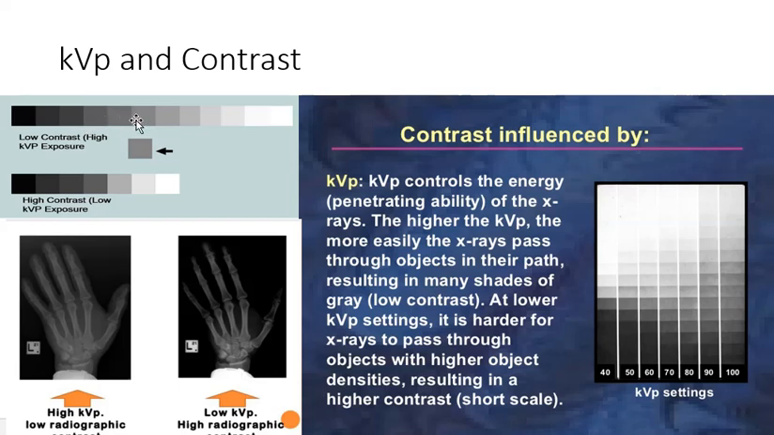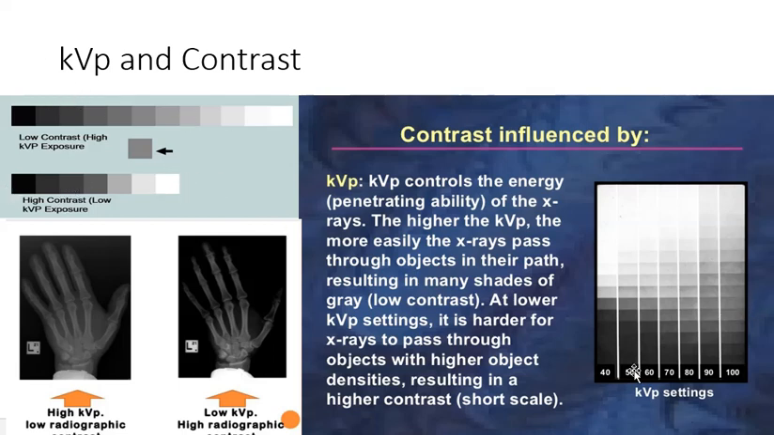So as kVp goes up, we can penetrate more of those steps, and our scale of contrast is broadened. So high kVp gives us low contrast. Low contrast means we have a wide range of densities. So low contrast, wide range of densities, wide grayscale. High contrast, narrow grayscale. High latitude, low latitude.